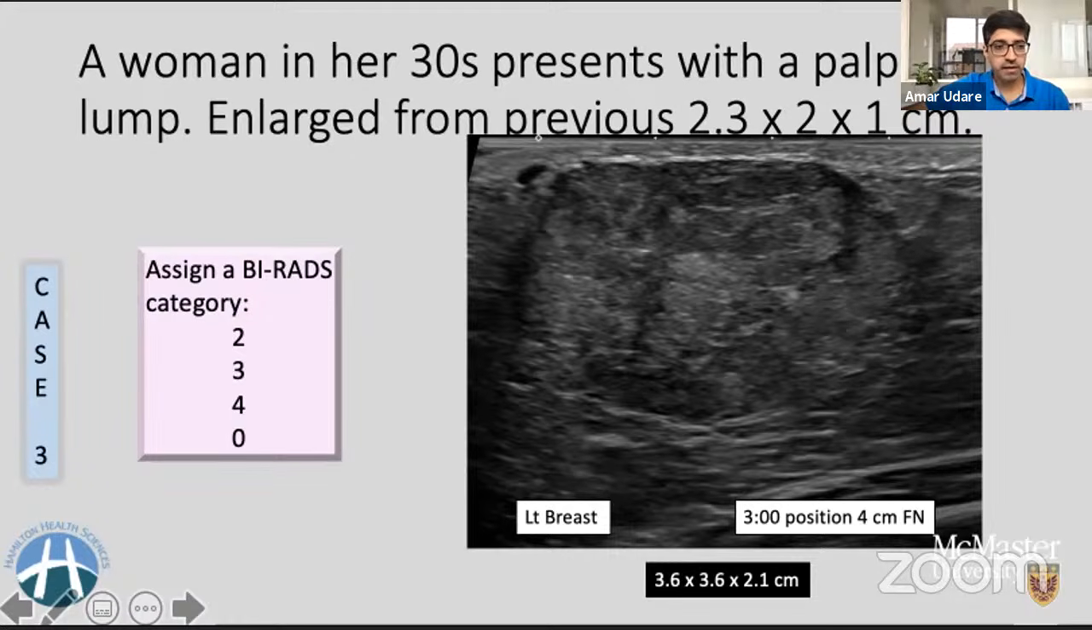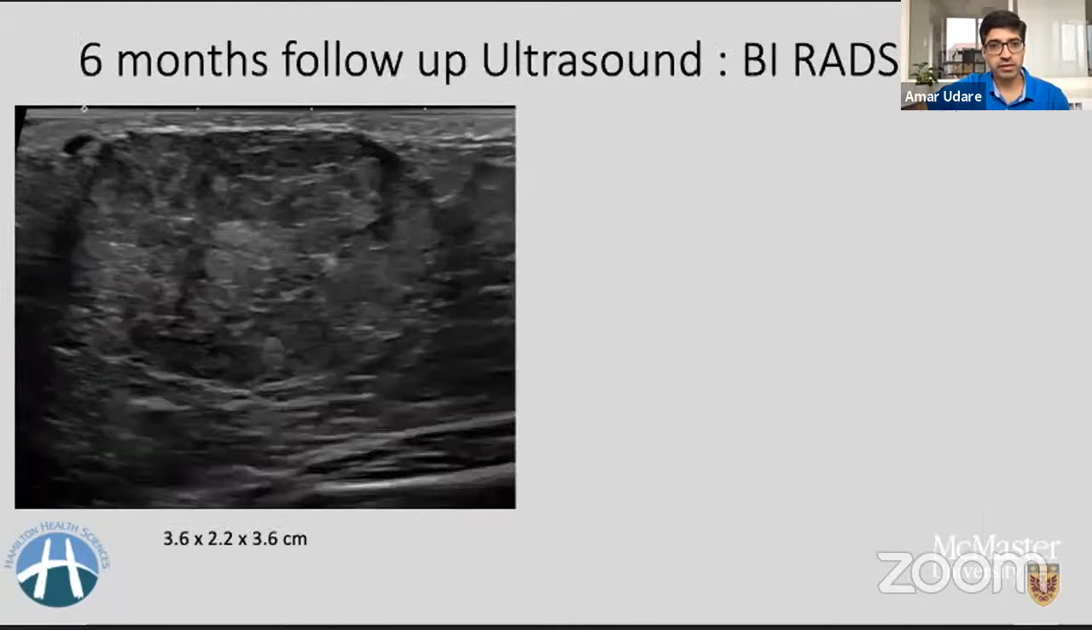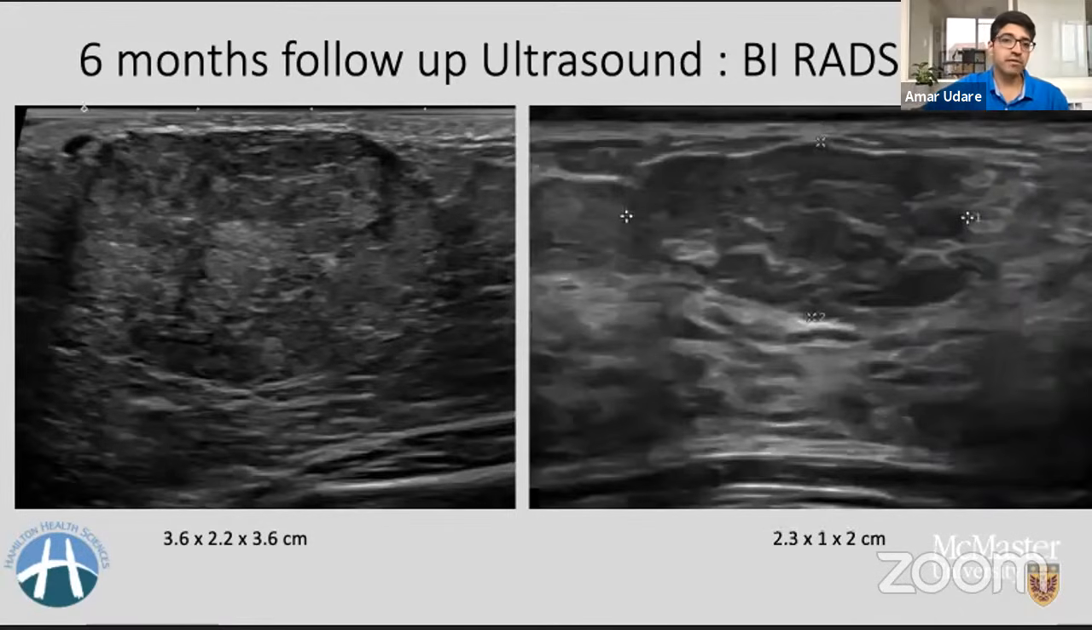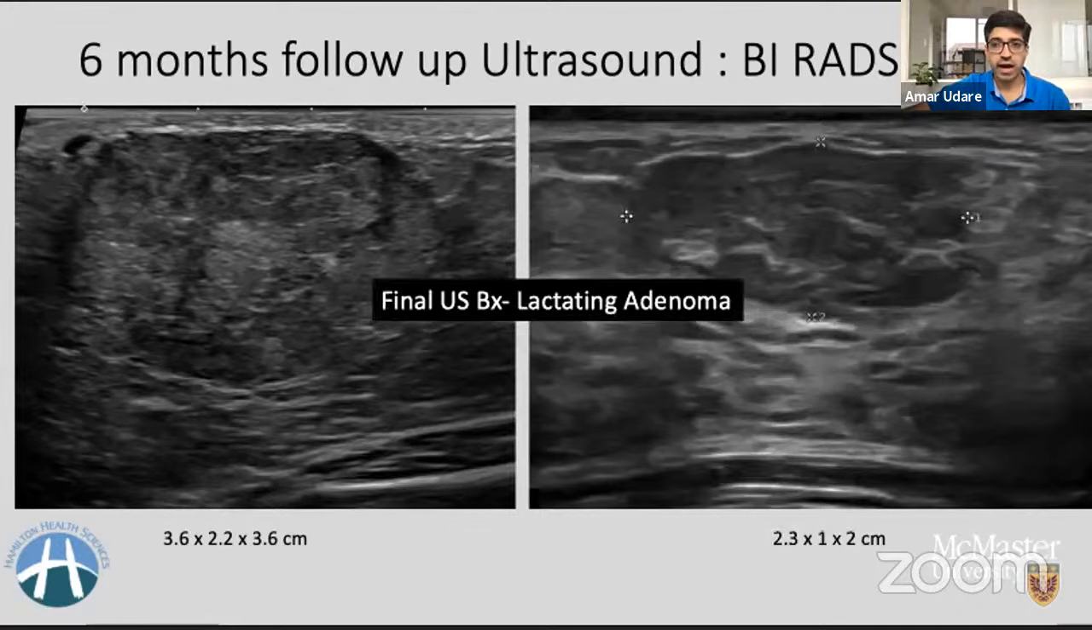So again, there is an important piece of information which I withheld from you, and that information is that this patient was pregnant at the time of this assessment and in her 3rd trimester. This was a previous ultrasound, and this is how the palpable lump looked. So again, the lump has enlarged in size and changed its margin, and that is why it was biopsied. But ultimately, the final diagnosis in this case turned out to be a lactating adenoma.